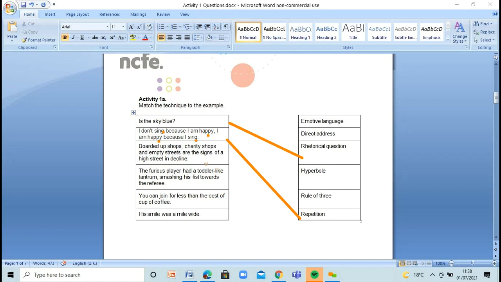Boarded up shops, charity shops, and empty streets are the sign of a high street in decline. What would this be? It's making you feel something, isn't it? Emotive. Emotive language. Yes, emotive language. So it's making you feel something, isn't it? So you've got to think up, they're in decline at the moment. And then you've got like his smile was a mile wide. And obviously you know that's going to be hyperbole because your smile cannot be a mile wide.